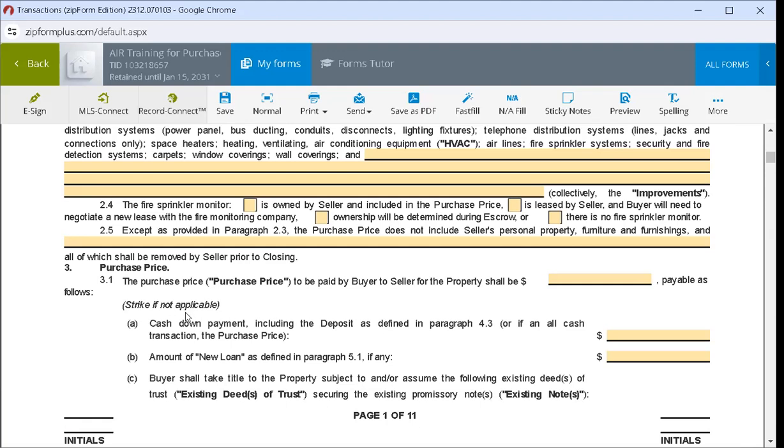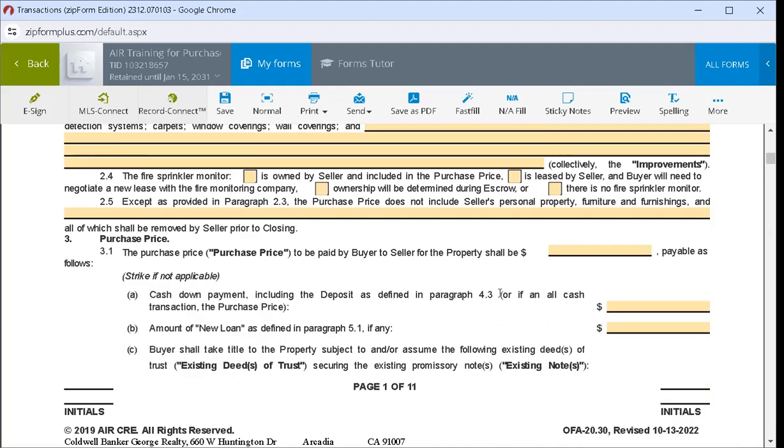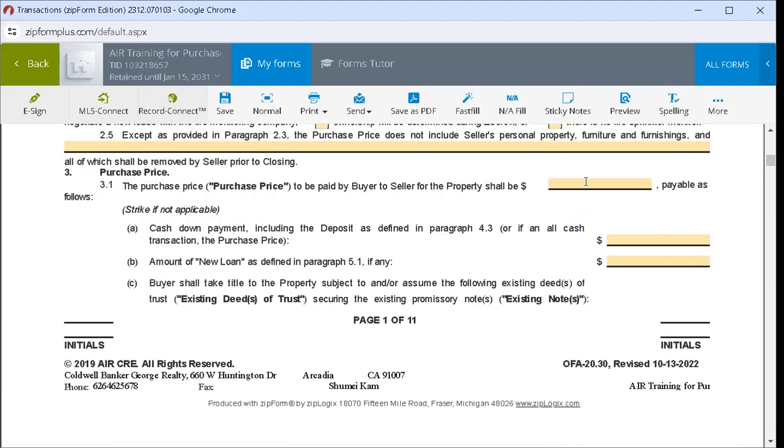So right here on 3.1, you're going to insert the purchase price of the asset that you're making an offer on. Purchase price you're offering. Why am I having a problem? Okay, there we go. So the purchase price is inserted here.